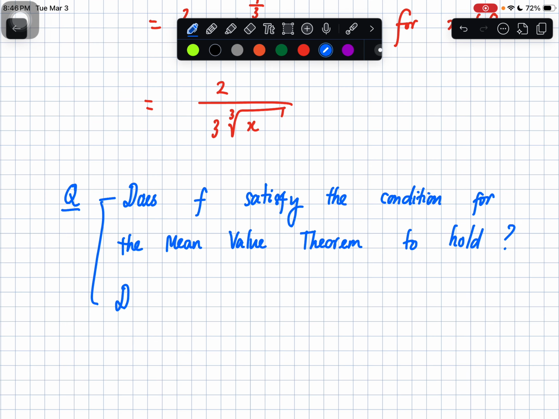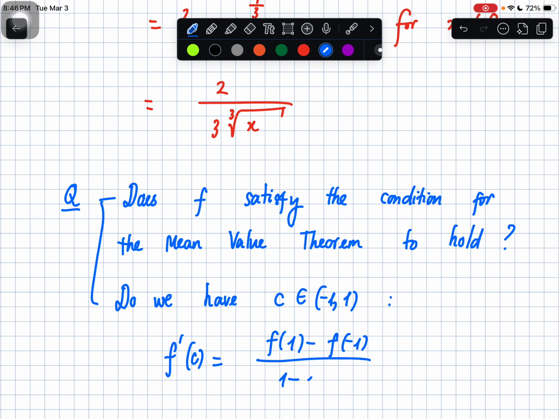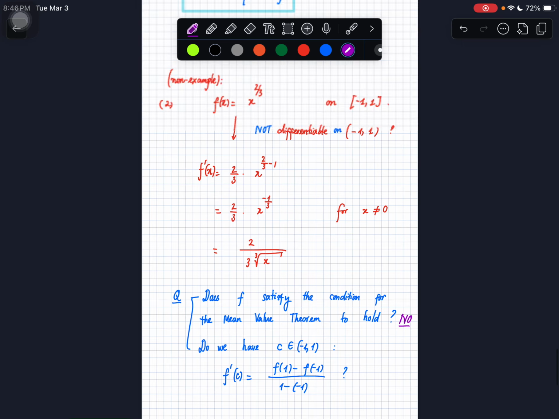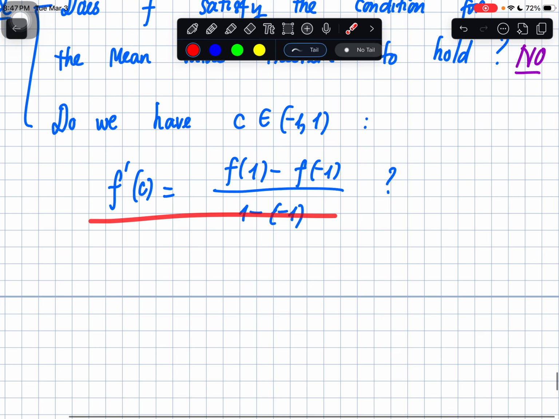Do we have c between -1 and 1 such that f prime of c equals (f(1) - f(-1)) over (1 - (-1))? So does f satisfy the condition for the mean value theorem to hold? The answer is no. This is because f is not differentiable on the open interval -1, 1. And the second one, do we have the value c between -1 and 1 so that we have f prime of c equal to this?